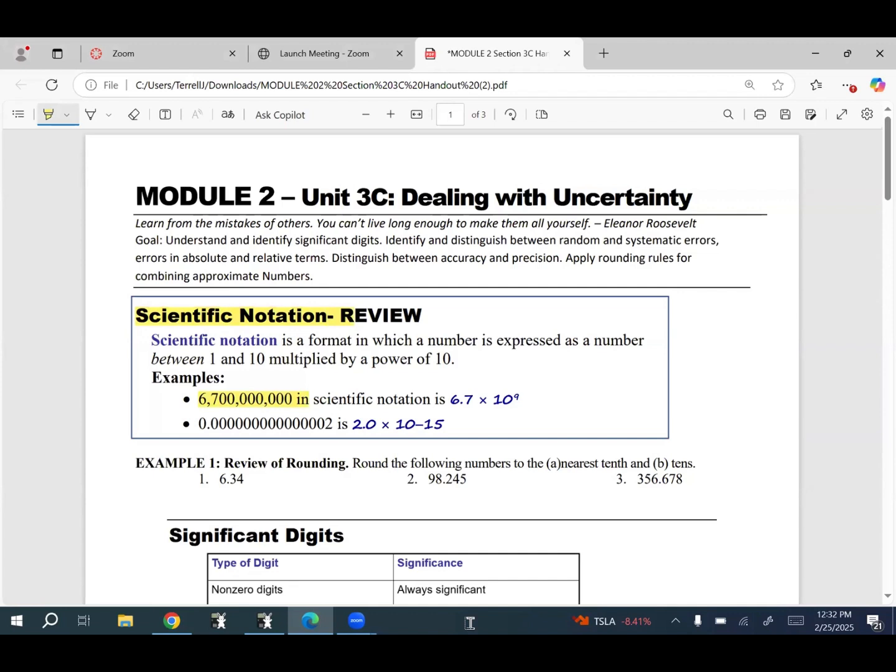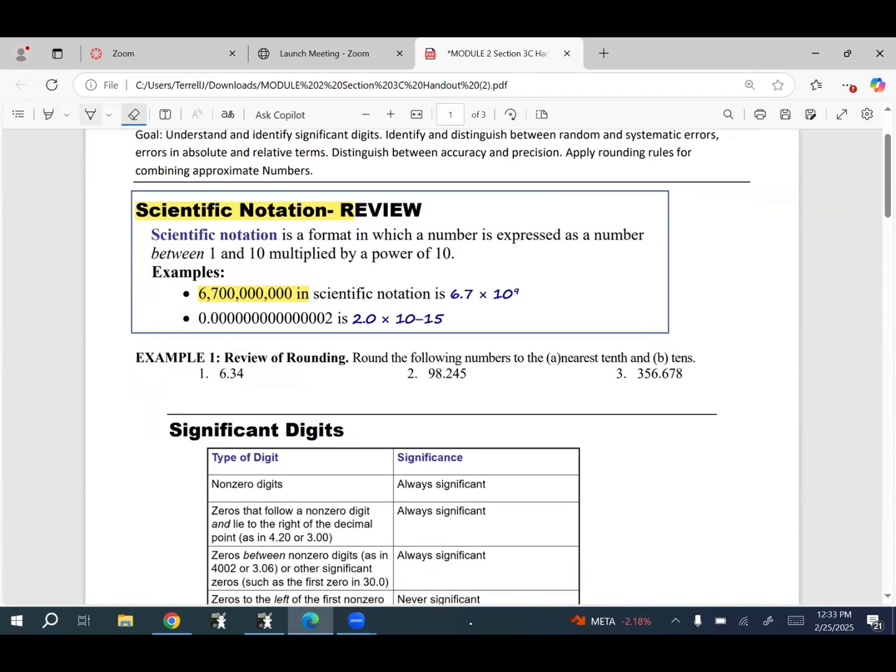That number is 6,700,000,000. That's the number. But sometimes we don't want to write that out because it's such a large number. So scientific notation is a way to condense a number, either a really big number or a very small number. And how you do that is you look for the decimal point in the number. So this is a whole number, so it would have a decimal point at the end of the number right here.